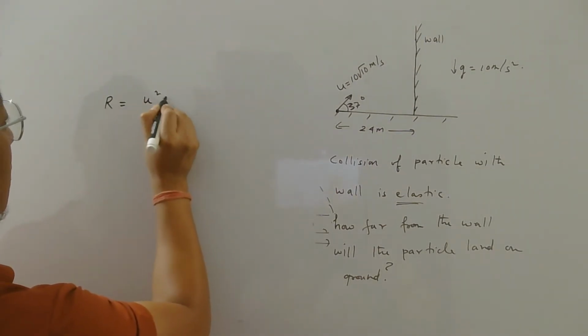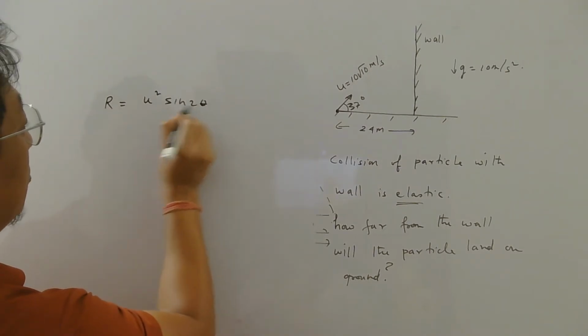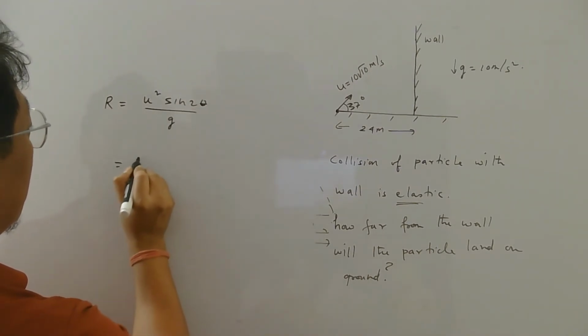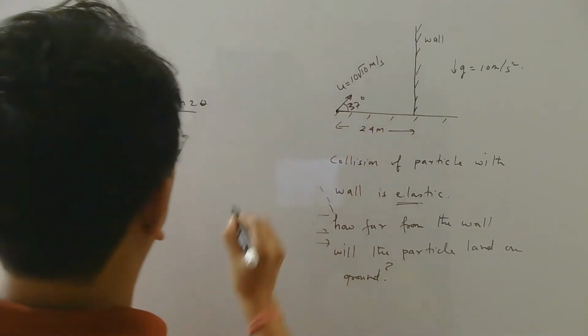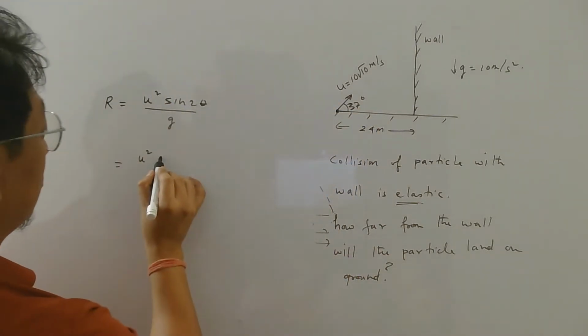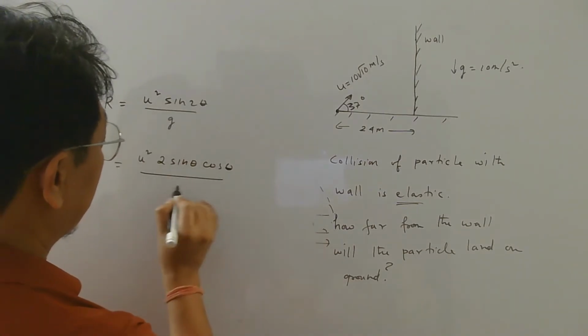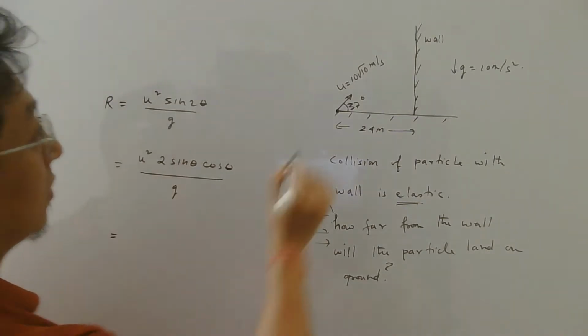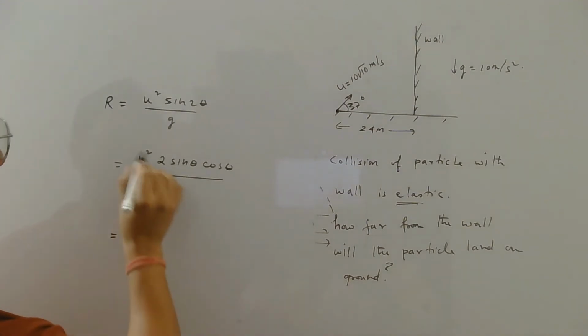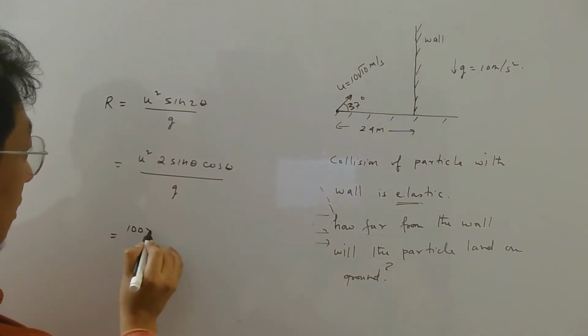So the formula for range is u square sine 2 theta by g. And since here theta is 37 degrees, let us write this sine 2 theta as 2 sine theta cos theta by g. Now what is u? 10 root 10. So the square of 10 root 10 will be 100 into 10.